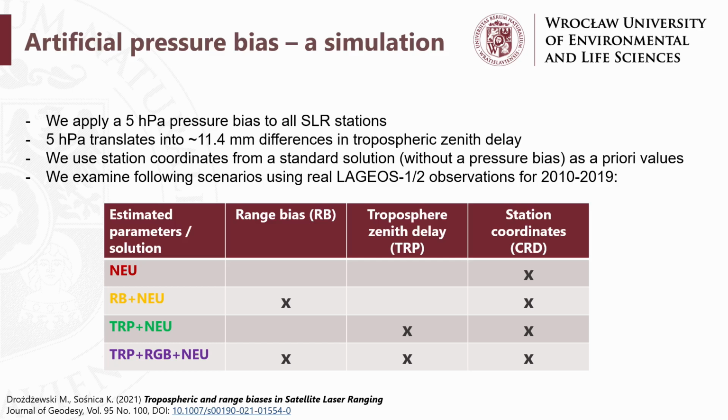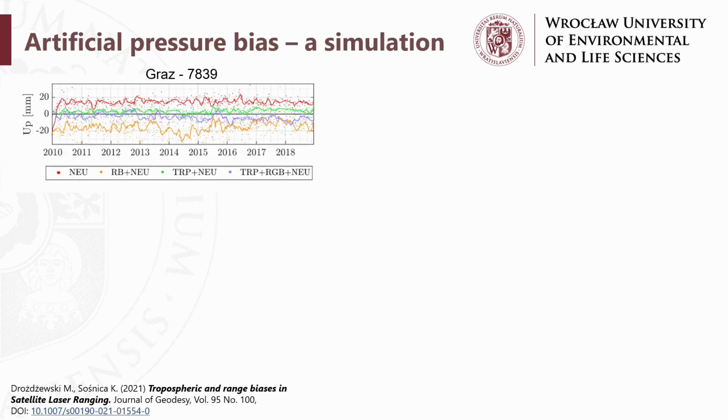The first solution with the estimation only station coordinates, then with the estimation of a range bias and station coordinates, then with the estimation of tropospheric bias and station coordinates, and then with estimating 3 types of parameters at the same time. And here we have the results for one station, for Graz.